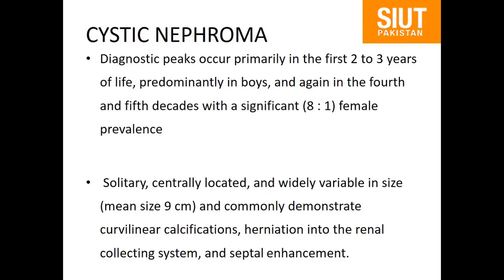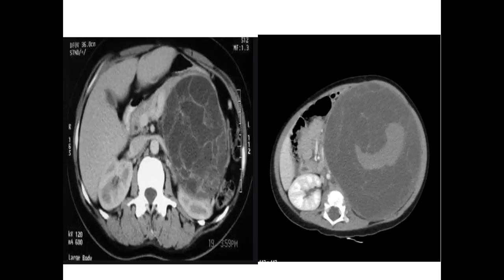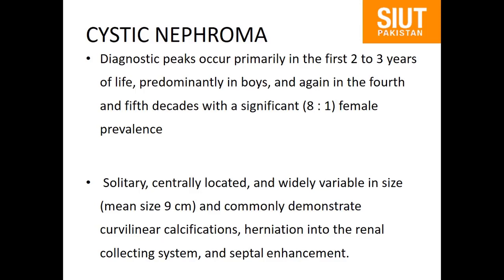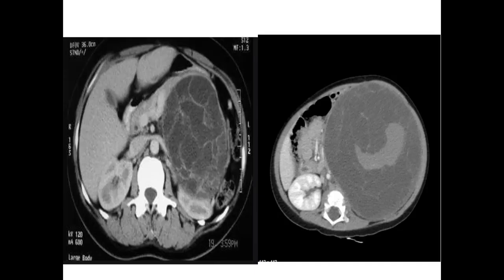Another one we have is the cystic nephroma. The diagnosis is basically a bimodal distribution. First we see it in the first 2 to 3 years of life, and then we can appreciate it in the 4th or 5th decade of life, with a significant female prevalence, that is 8:1. It could be solitary, centrally located, and widely variable in size, around 9 centimeters, and commonly demonstrates curvilinear calcification like this. And this is a solitary one, and this is the multiple one. And there is herniation into the renal collecting system and septal enhancement.